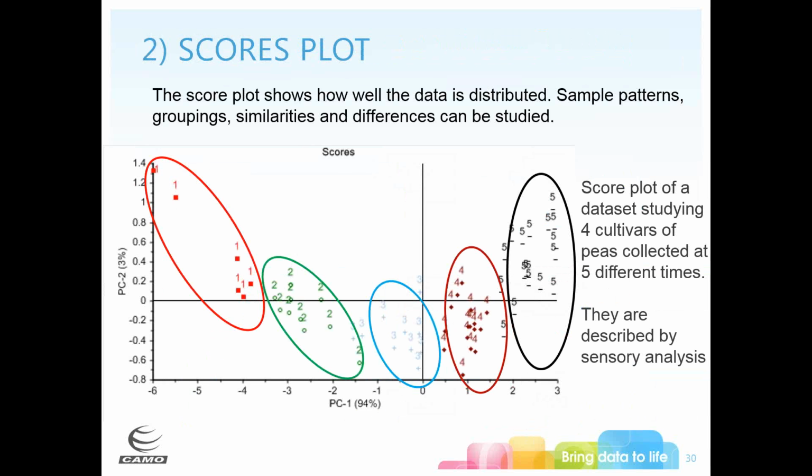So in our scores plot, we want to again look at how well our data is distributed. We look for sample patterns, groupings, similarities. In this case, we've got different peas that were harvested at different timings. And in this analysis, we can see that it starts at an early harvest here, and it moves towards a late harvest. And this is described solely by tasting the peas. So there is this time gradient that you may see.